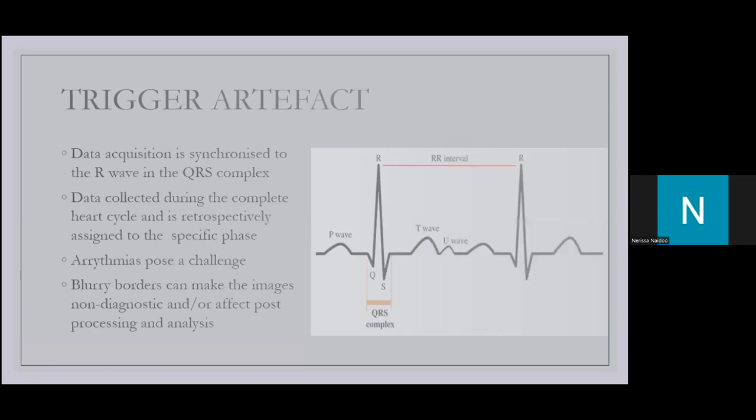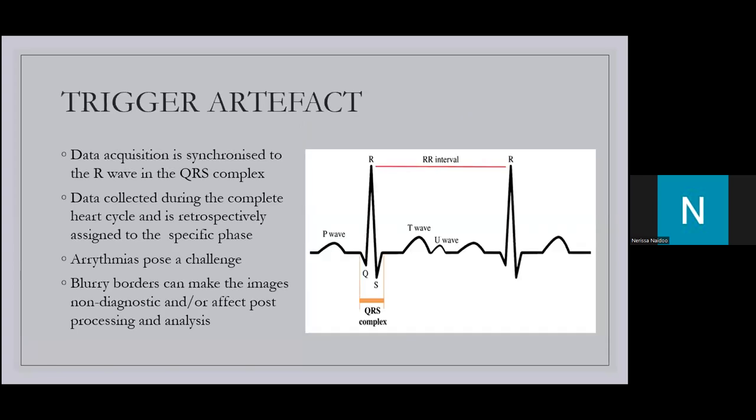So how does this trigger artefact actually come about? If we remember our ECG or QRS complex, data is normally acquired between this RR interval, okay? This is our QRS complex, and the RR interval is when we basically synchronize our data acquisition. So the data is collected during the complete heart cycle and then retrospectively assigned to that specific phase. The arrhythmias obviously are not going to give you a regular RR interval, and that's where the problem arises. Again, I'm just reiterating that the blurry borders make the images non-diagnostic and/or may affect your post-processing and analysis.